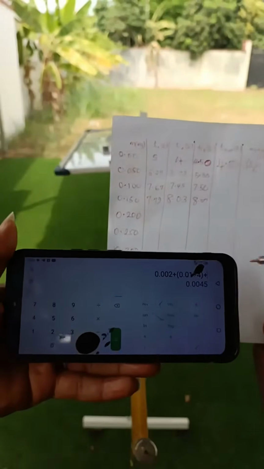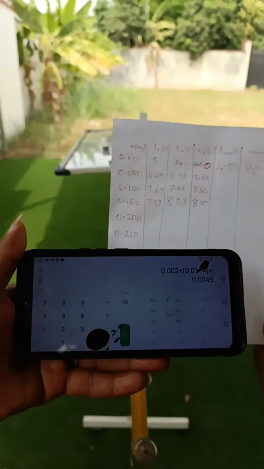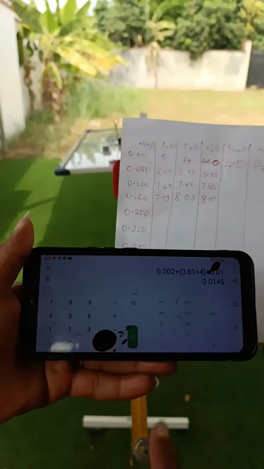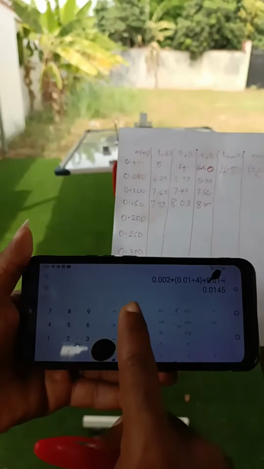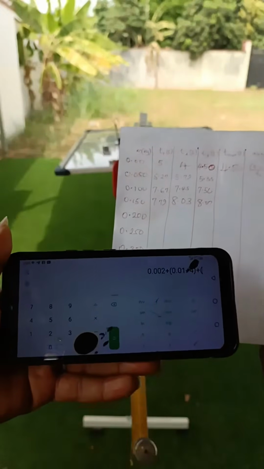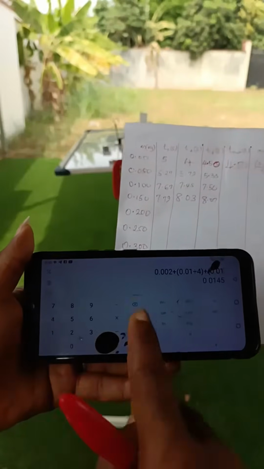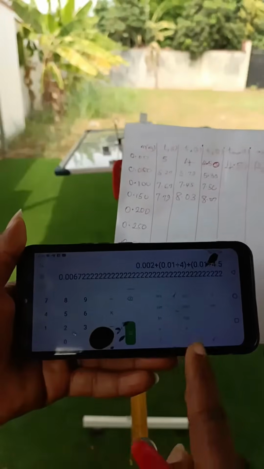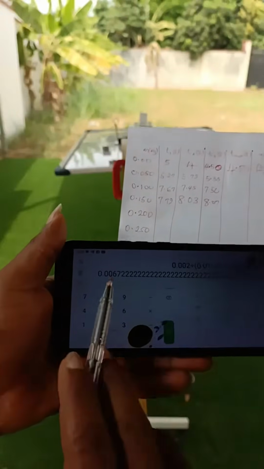If you want to press all of them at once, you use brackets effectively. Are you getting me? Yes. 0.01, you divide by what? T3. For this next one, we should open a bracket. We are trying to evaluate this: 0.01, then divide by T3. What's the value of T3 here? 4.50, which is the same as 4.5. Now, this is what you get here.